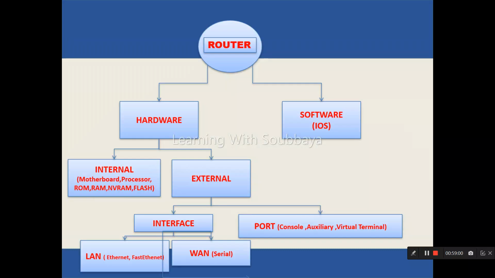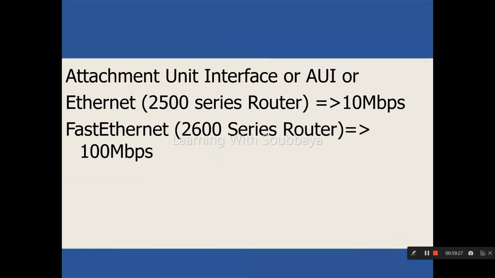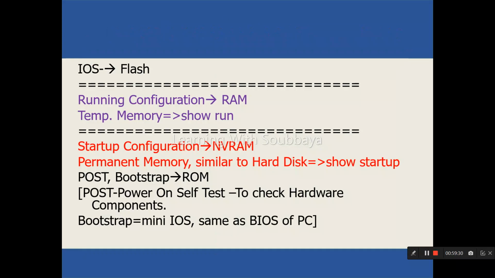Components have been classified into hardware components as well as software components, like internal components and external components. The motherboard, processor, RAM, ROM, NVRAM, and flash memory come under internal components. External components include Fast Ethernet, Ethernet, serial, console, auxiliary, and virtual terminal. What is the function of each component we discussed? In flash memory, the IOS is stored. In RAM, the running configuration is stored. In NVRAM, the startup configuration. In ROM, the POST and bootstrap are available.